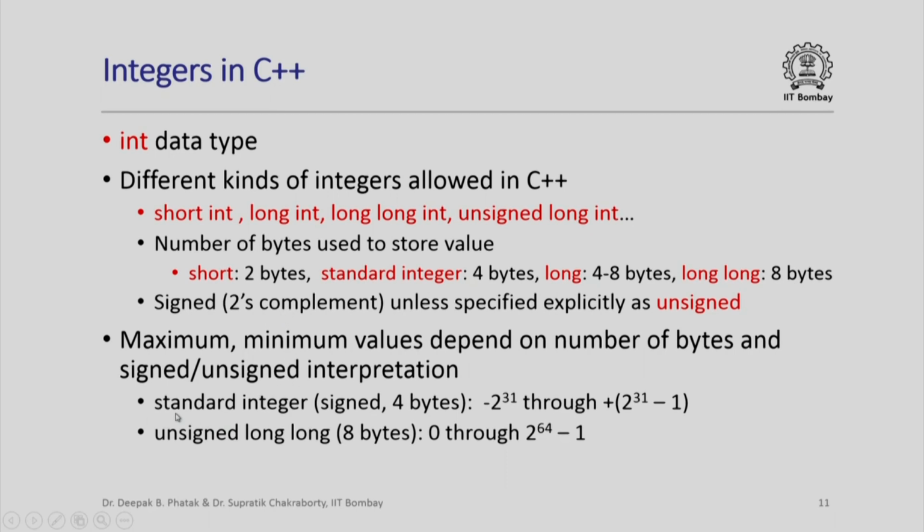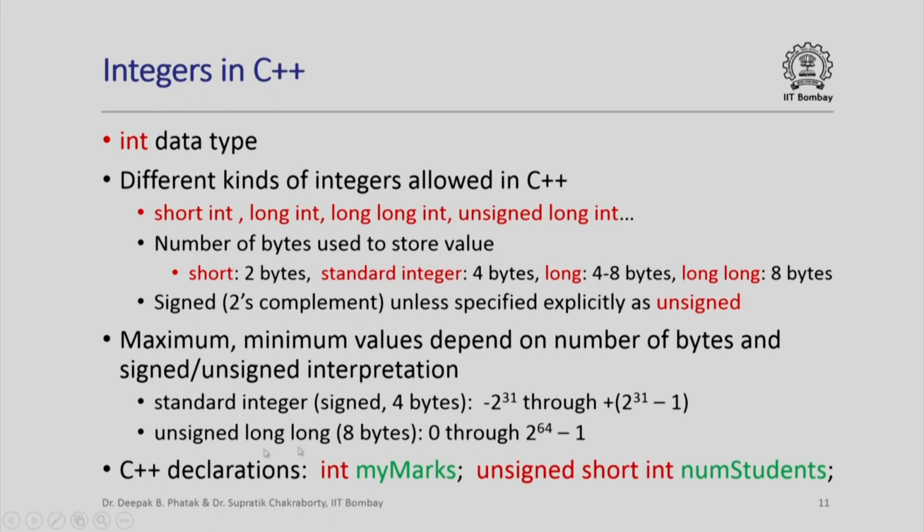For example, if I take a standard integer which is signed 4 bytes, then minus 2 raised to 31 is the smallest number that you can represent, and plus 2 raised to 31 minus 1 is the largest number you can represent. Whereas if I take unsigned long which is 8 bytes, I can represent values from 0 through 2 raised to 64 minus 1. In C++, you declare a variable of integer type by putting the type name here, int, then putting the variable name myMarks, or you say unsigned short int, that is the type name with the qualifiers, and then the variable name.